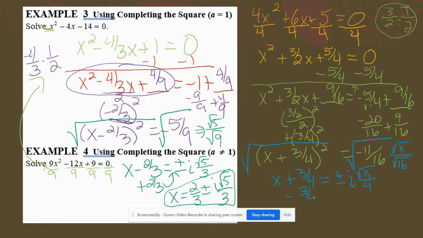Our last step is moving this 3/4 to the other side by subtracting. So we have x is equal to negative 3/4 plus or minus i square root 11 over 4.